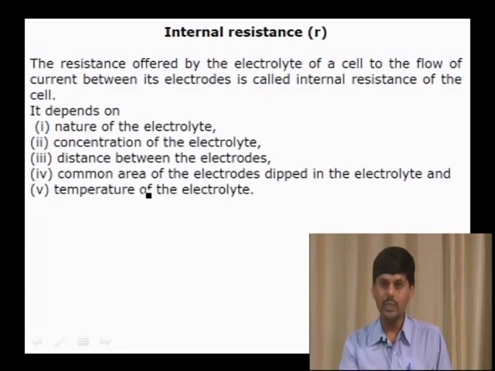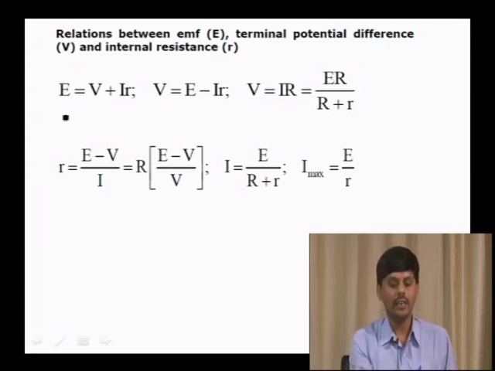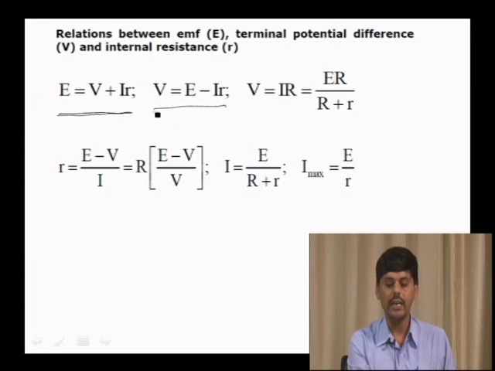Because of all these points, the internal resistance depends. The relation between the EMF, terminal potential and internal resistance is given by the equation E is equal to V plus Ir. This is for discharging the cell. Rearranging this equation, the terminal potential is equal to E minus Ir.